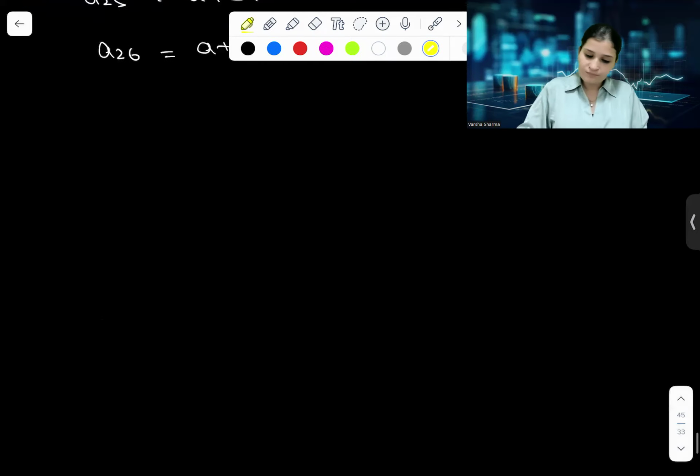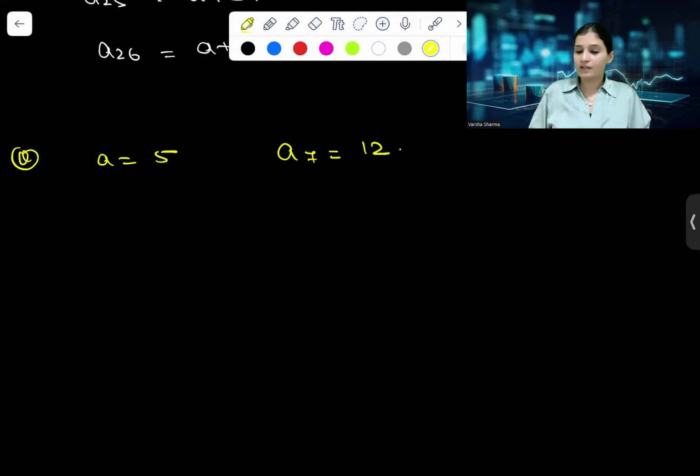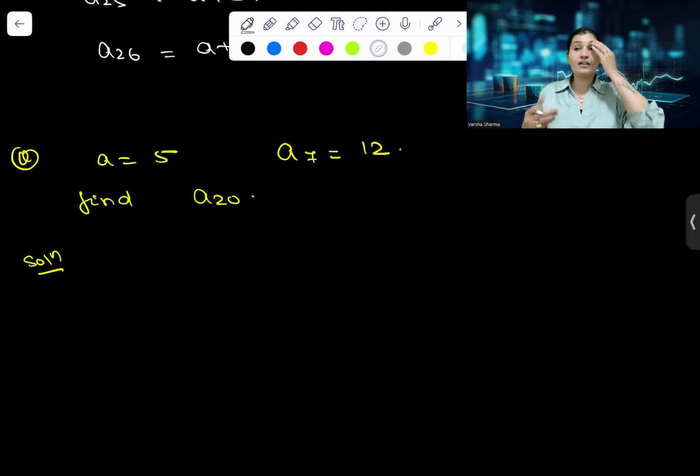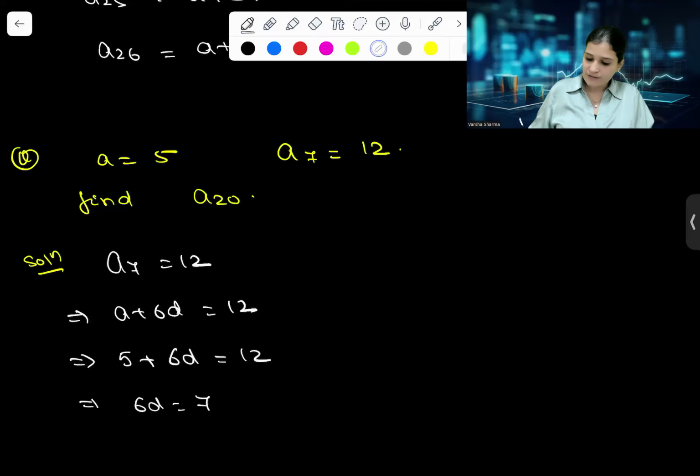For example, question. The first term of the sequence is 5 and the seventh term is 12. What we need to find is the 20th term. But in order to find the 20th term, I also need the common difference, which is missing. In order to find D, we are already given a condition, A7. Use that. A7 is 12, so a plus 6d is 12. A is 5, 6d is 7, so d is 7 upon 6. Any doubt?